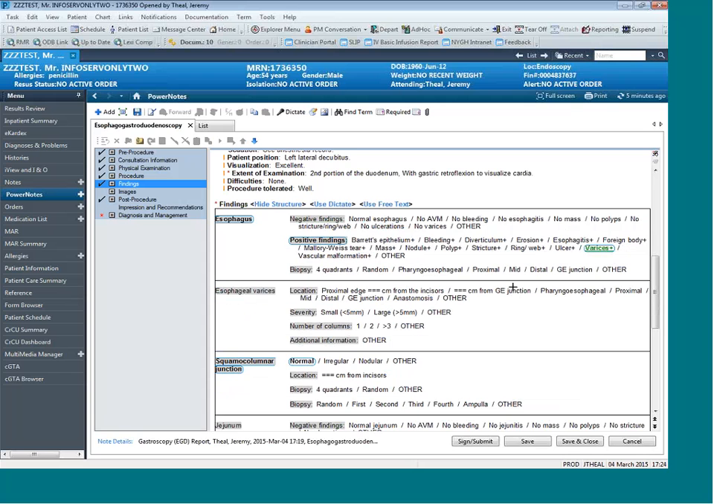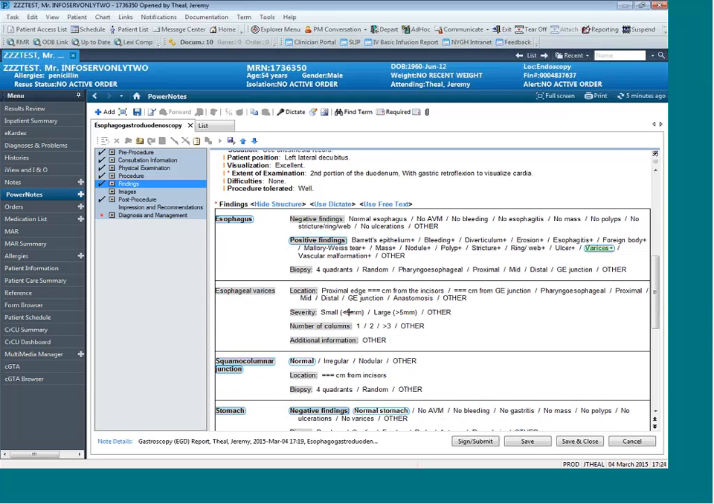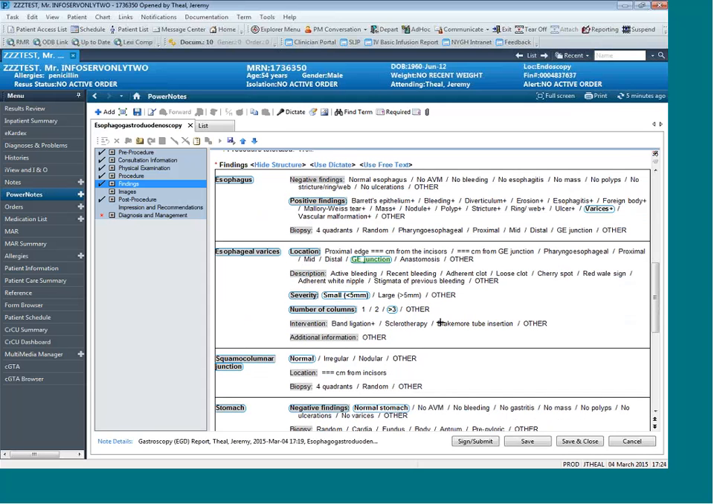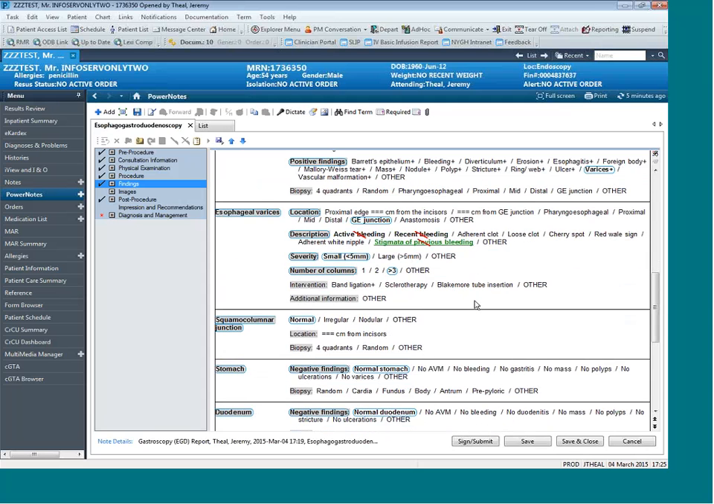The first thing I noted was that the patient has esophageal varices, and these were small, but there were several of them, and they were at the gastroesophageal junction. There was no sign of any active bleeding or recent bleeding. By clicking the terms twice, it puts a red cross through it, indicating that that was a pertinent negative. I didn't see any stigmata of previous bleeding either.